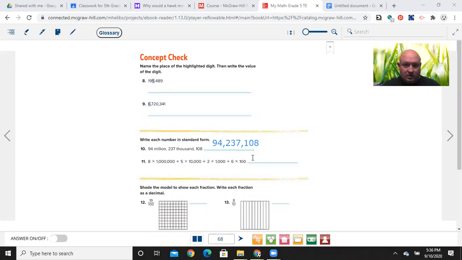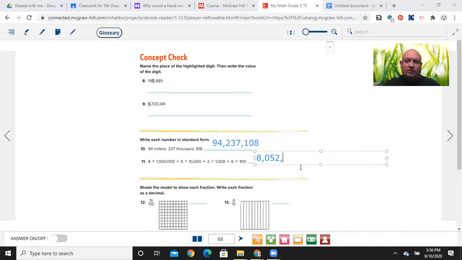Now, standard form here, we have 8 times a million. So now we're going to go into the thousands period. There's a 5 in the 10,000s and a 2 in the 1,000s. So that's 52,000. Notice I did not put anything in the 100,000s column because there wasn't one. Now we go to the ones period.